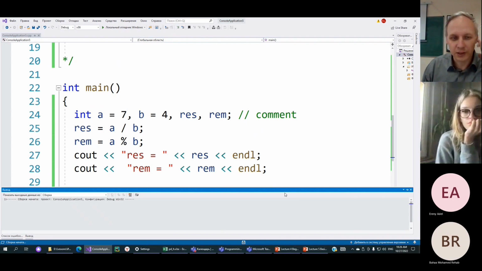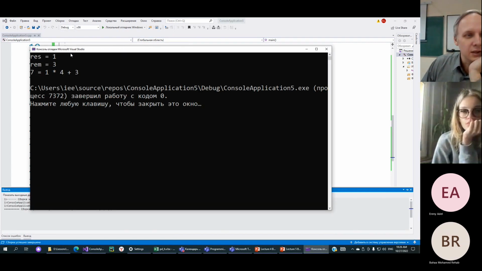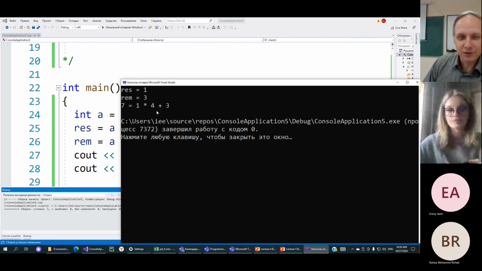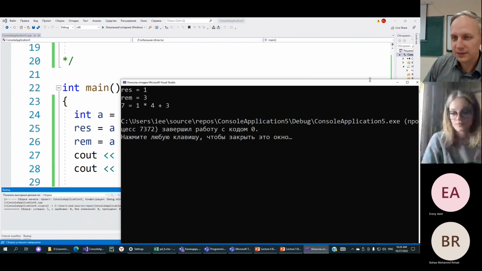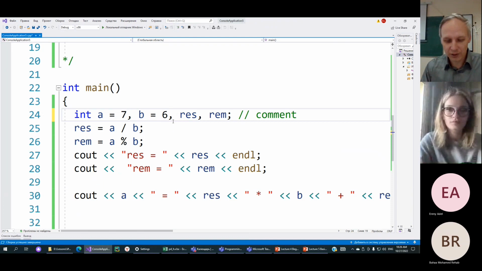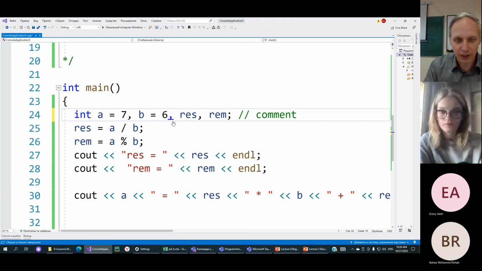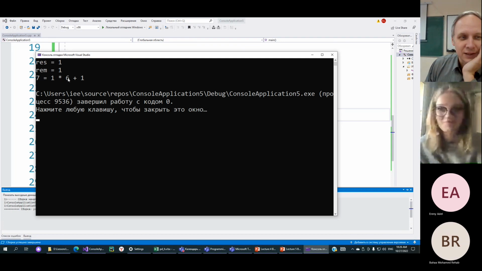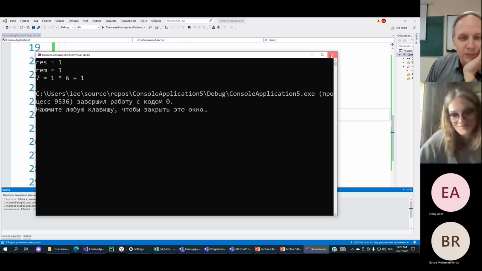Let's check it. Let's consider. Yeah, right. We see on the screen that 7 equals 1 times 4 plus 3. Let's check your example, 7 over 6. 7 over 6 will be 7 equals 1 times 6 plus 1.